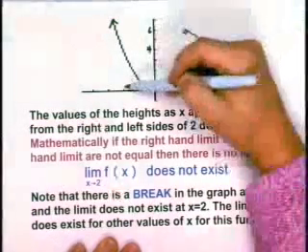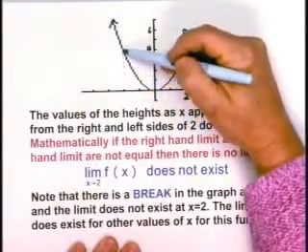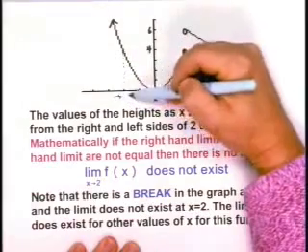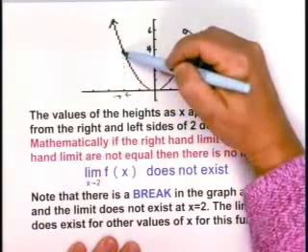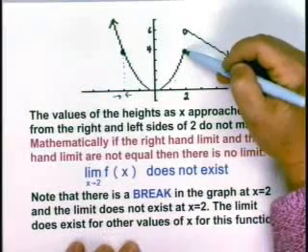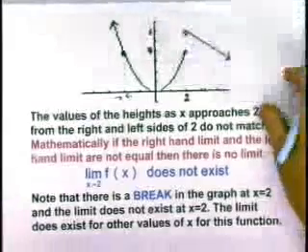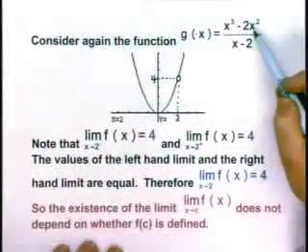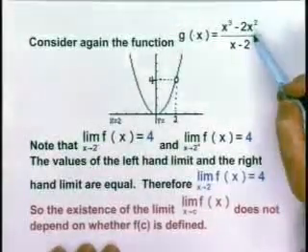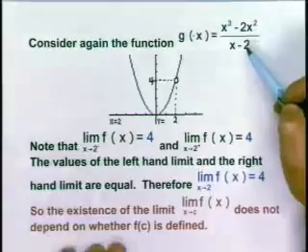For example, if x were negative 2, and we wanted to find the limit as x approaches negative 2, then the limit would exist, and it's equal to 4. So the problem is where this break occurred in the graph in terms of limits. Let's look at the function x cubed minus 2x squared over x minus 2, which we looked at in the previous segment.